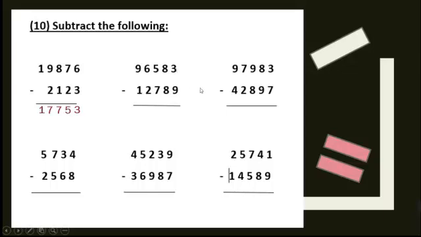3 minus 9. Can I make 3 minus 9? No, I can't make it. Why? Because 3 is smaller than 9. So what I'm going to do, I'm going to borrow from the next digit here. I'm going to borrow 1 from 8, so it will be 7. And the one I borrow, I will put it beside 3. It will be 13. Now can I make 13 minus 9? Yes, I can. 13 minus 9 equal 4.